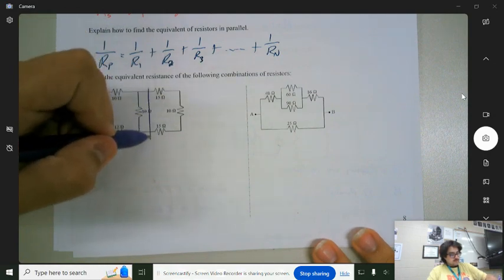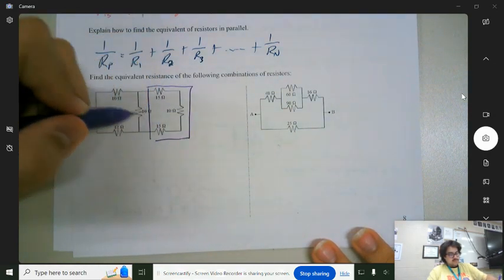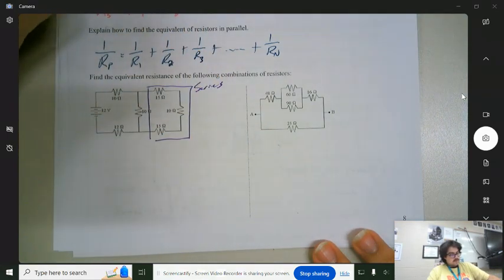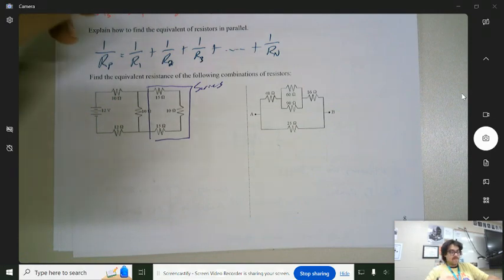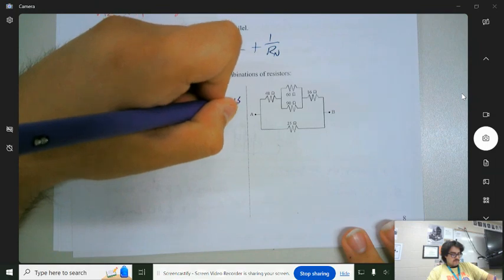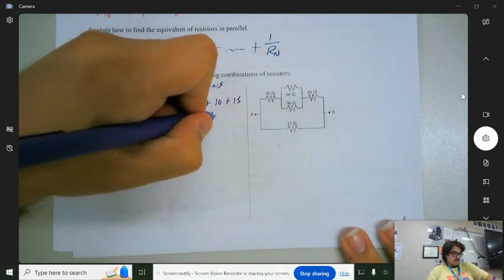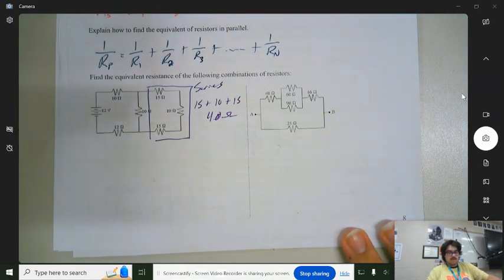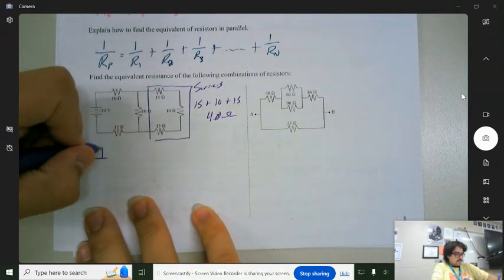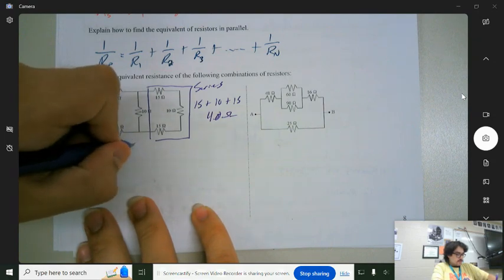Okay, so what I'm going to do is take this set of resistors. These are all in series, and so we're just going to add them all together because they're resistors in series. We can just add them together directly. So 15 plus 10 plus 15, and that should give you 40 ohms. 40 ohms, okay? So we've turned this circuit already into a brand new circuit that looks like this.